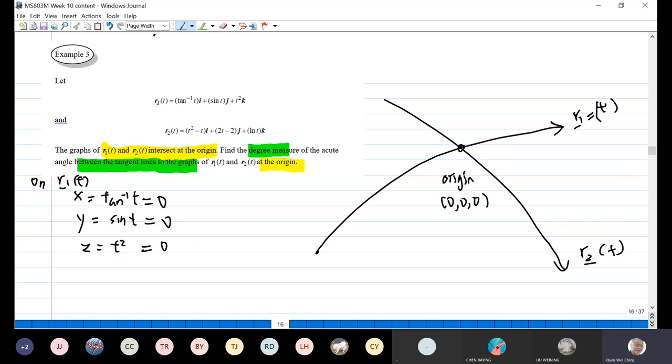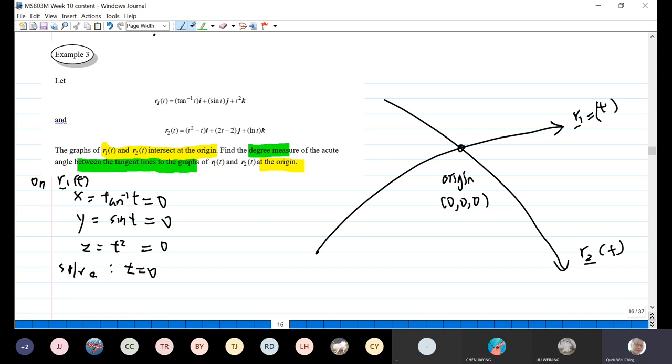Okay, if you put it like that, what happens to t now? So you set up the equations and solve, you get that t is equal to 0. Okay, solve for t and find out. You solve this for t and you find that the only t that satisfies all the conditions is t equals 0.